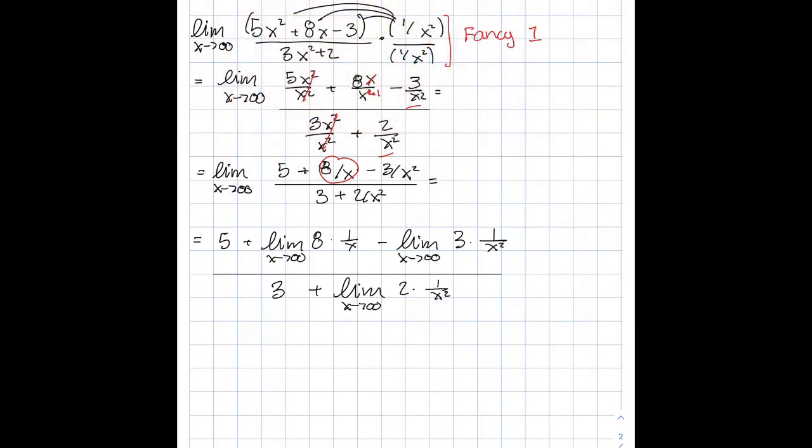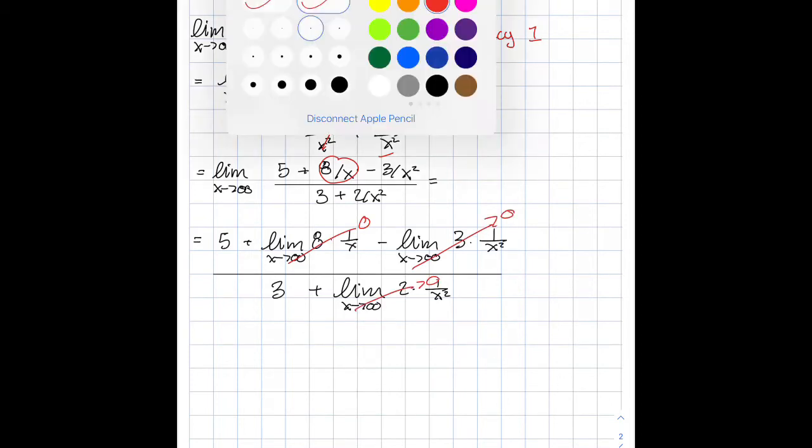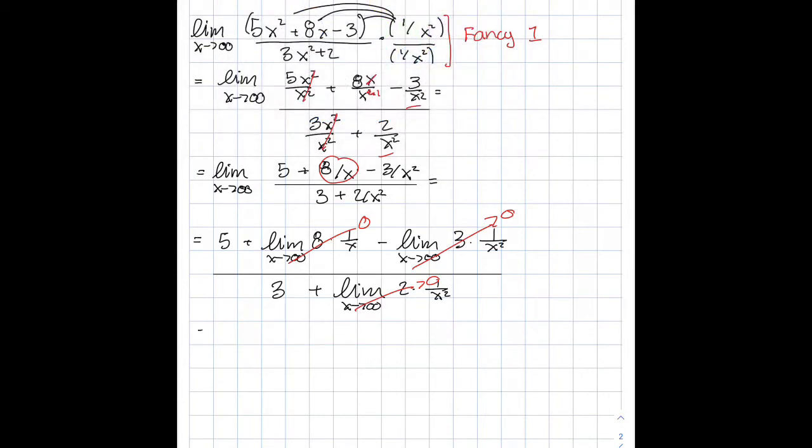If I have a number over x to some positive power, so 1 over x, 1 over x squared, and so on, that limit as x goes to infinity or negative infinity is always going to go to 0. So this goes to 0, this goes to 0, this one goes to 0. All right, so then you're left with 5 plus 0 over 3 plus 0. Well, that simplifies to 5/3. Okay, I know that's pretty long, but I wanted to show every step.